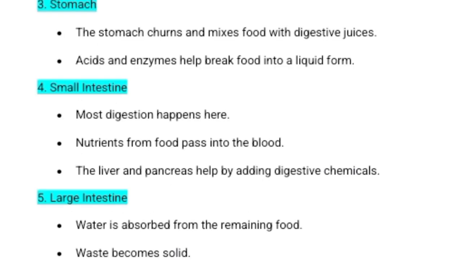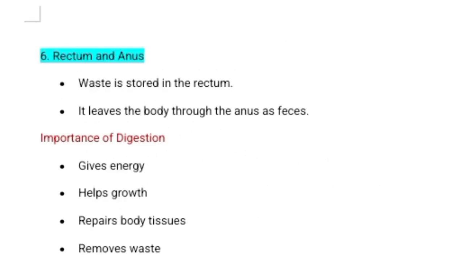4. Small intestine. Most digestion happens here. Nutrients from food pass into the blood. The liver and pancreas help by adding digestive chemicals. 5. Large intestine. Water is absorbed from the remaining food. Waste becomes solid. 6. Rectum and anus. Waste is stored in the rectum. It leaves the body through the anus as feces.